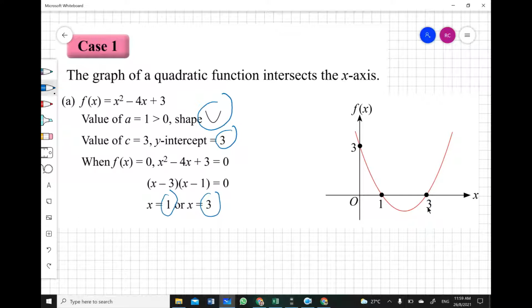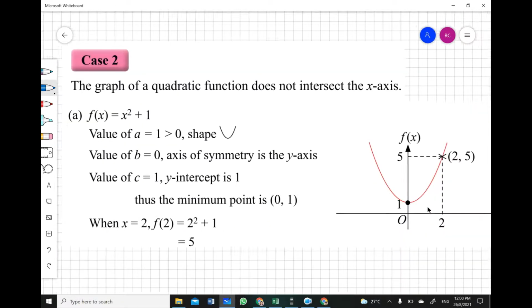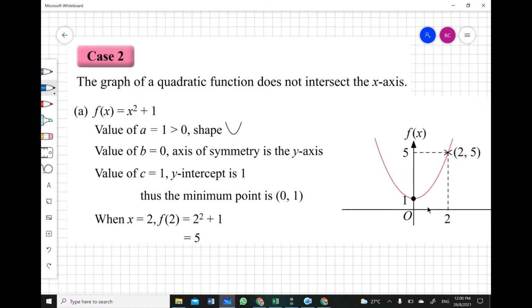Okay, now we look at case 2. Case 2, we don't have 2 roots. So you look at the function again, the function is a bit different. You see, it is x squared plus 1. So this one, we don't have two roots. So from here, first thing, we determine the a. a is 1, meaning it's greater than 0, so it is a smiley face graph. And then from here, there's no b. b is equal to 0.